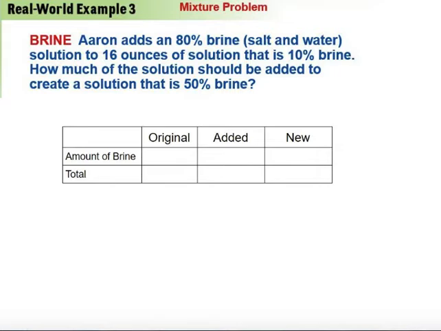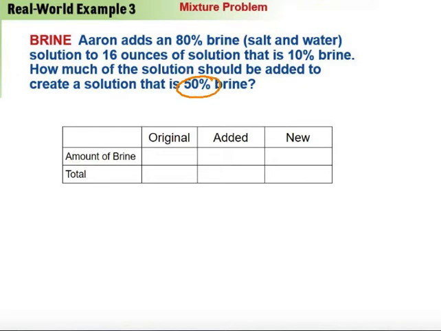All right, so this problem is about Aaron, and he's going to add an 80% brine, which is the salt and water solution, to 16 ounces of solution that is already 10% brine. It asks how much of the solution should be added to create a solution that is 50%.